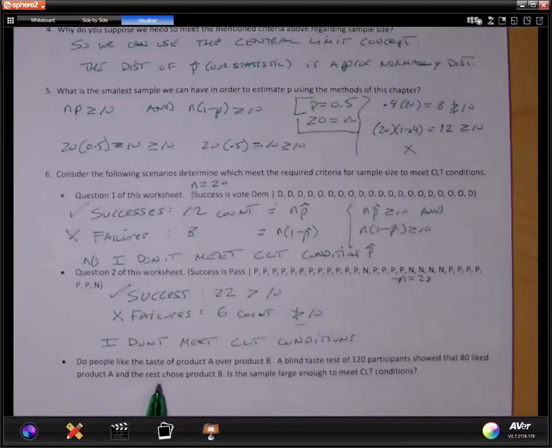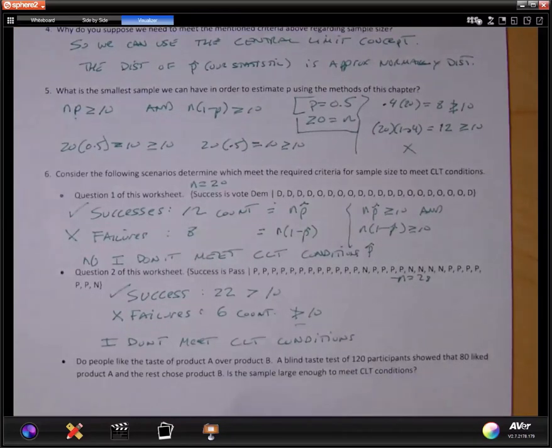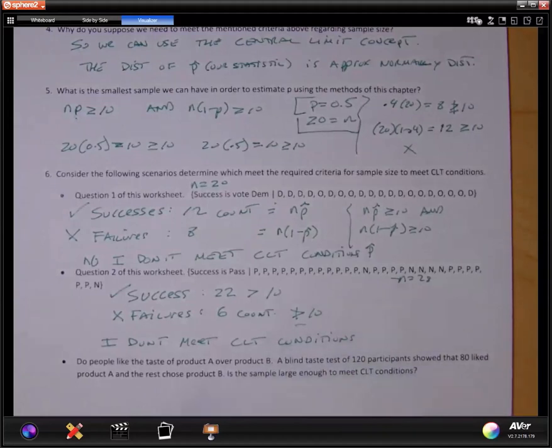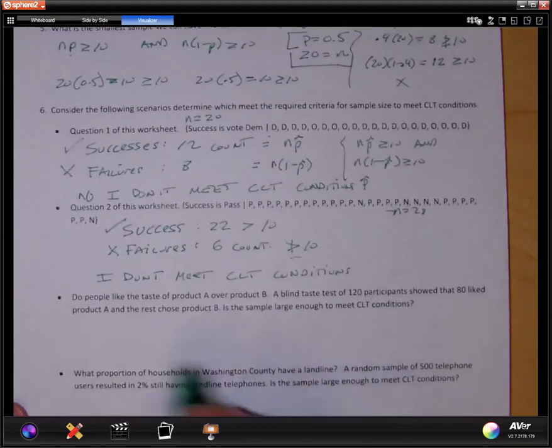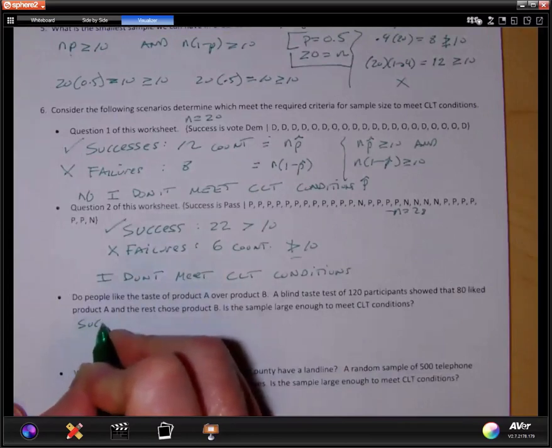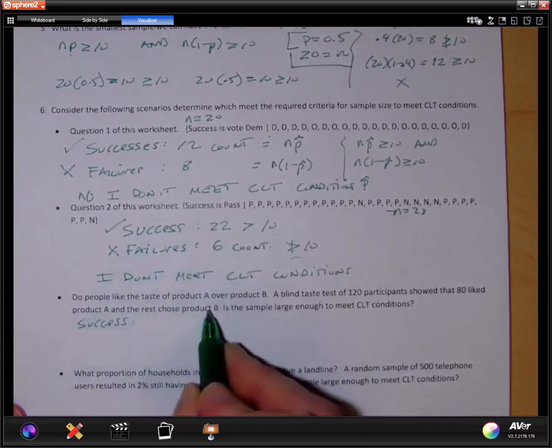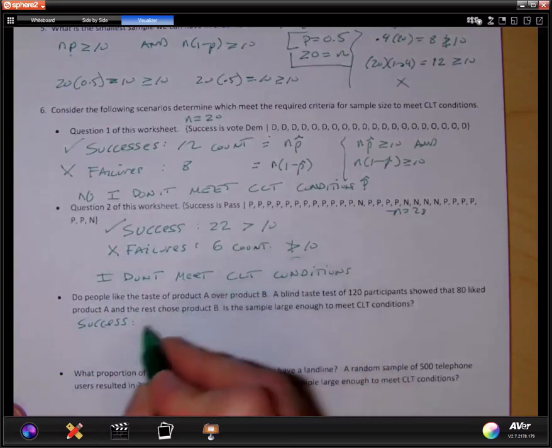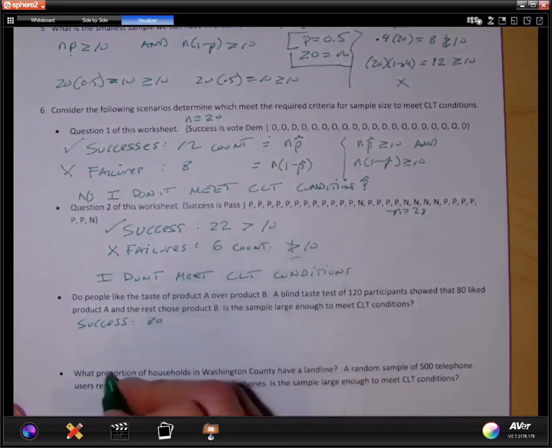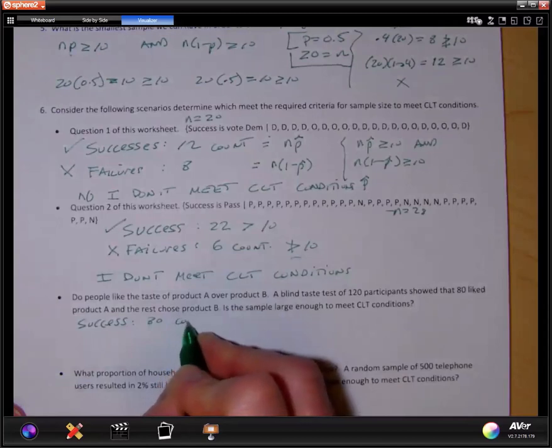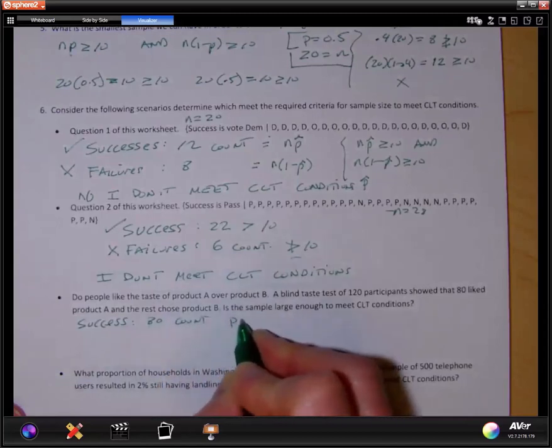Do people like the taste of product A over product B? A blind test of 120 participants showed that 80 liked product A and the rest chose product B. Is the sample large enough to meet the CLT conditions? Well, again, let's say success is I like product A. I have 80 successes, if that's the case. So that's product A.